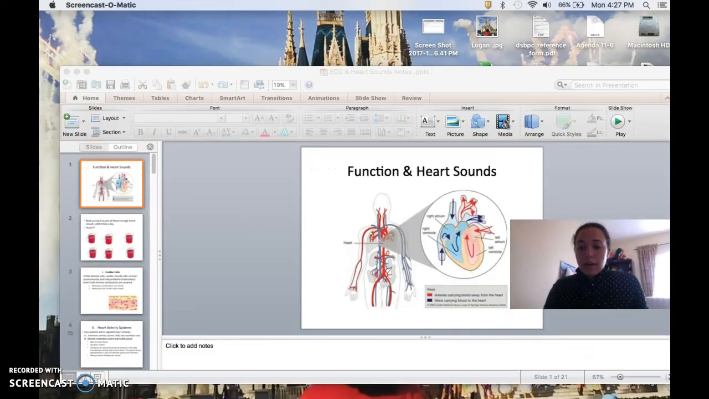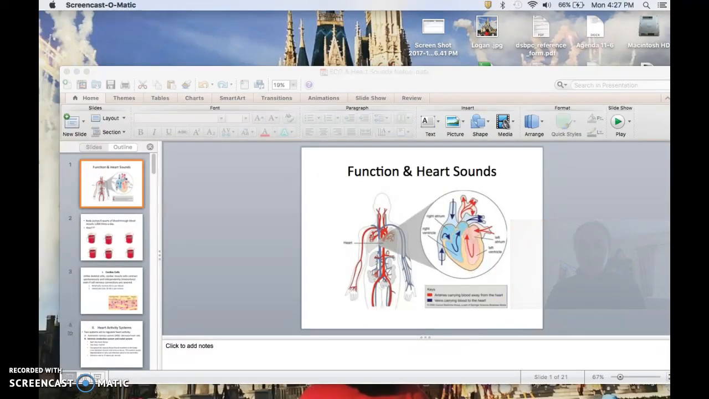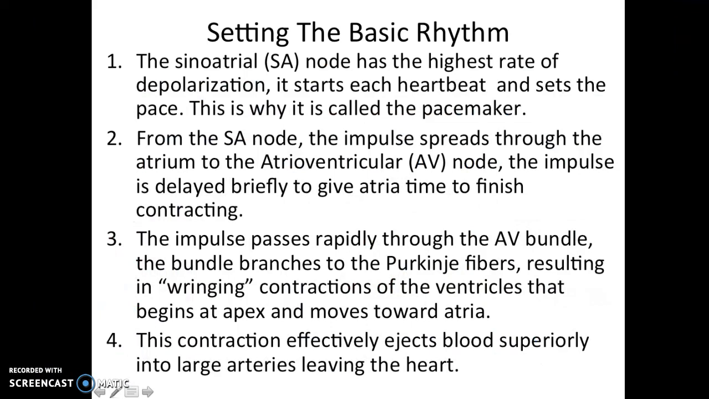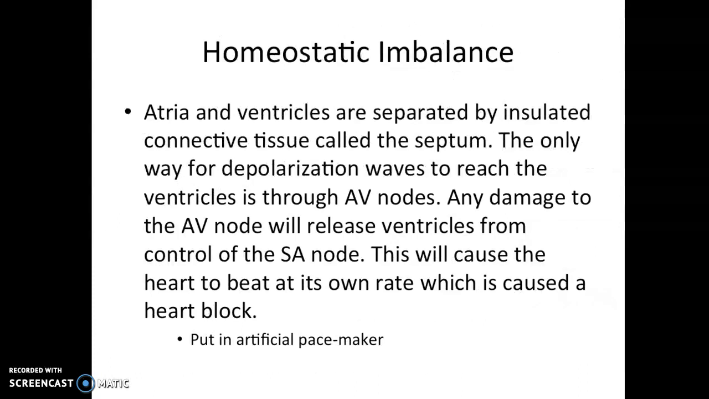Actually, I'll just get my face off. This contraction effectively ejects blood superiorly into large arteries, leaving the heart. So just what I said before. So SA node to AV node, there's like a pause. This is all depolarization. That means, remember, depolarization is sodium going in, causing that upset. Then really the AV bundle's fast. It gets right through there, but it's going to slow down to the Purkinje fibers to push the blood out the arteries, up and out.